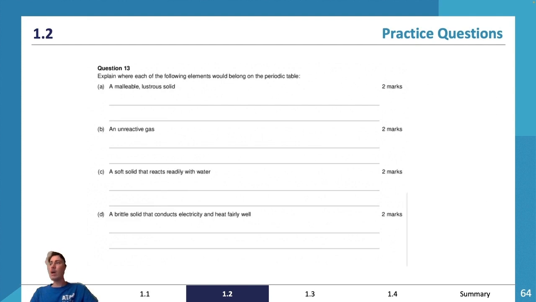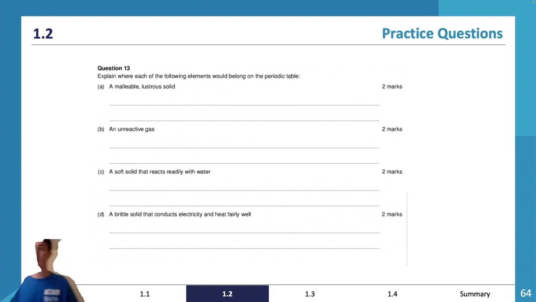All right, now we have another one. We have: explain where each of the following elements would belong in the periodic table. A malleable and lustrous solid, an unreactive gas, a soft solid that reacts readily with water, a brittle solid that conducts electricity and heats fairly well. So what parts of the periodic table are going to explain each of these?